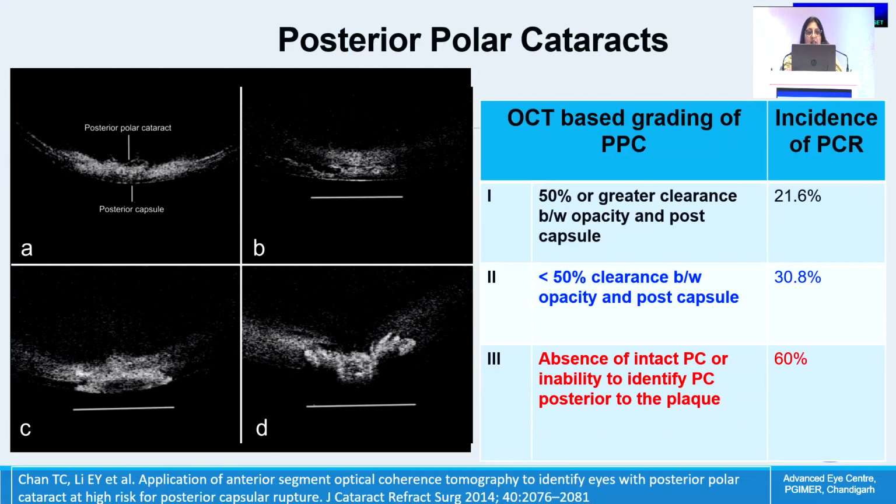Then AS-OCT is also being used a lot in posterior polar cataracts. For example, in this picture D, we can see that the posterior polar cataract is there, and it's difficult to identify the posterior capsule posterior to the plaque. So this is a grade 3 posterior polar cataract, and it's been shown to have around a 60% risk of a posterior capsular rupture.